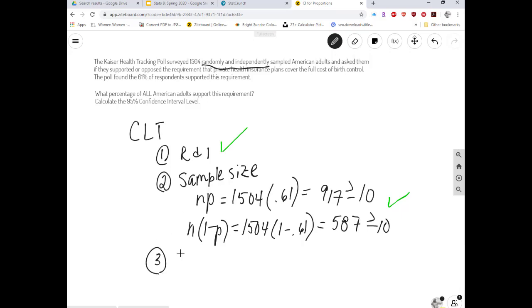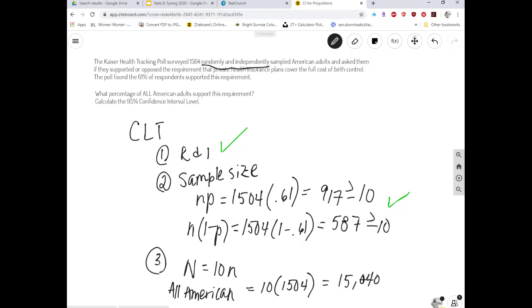Now the last one is population size. I need to make sure that my population size is at least 10 times bigger than my sample size. So population has to be 10 times sample size. Well, population is all Americans. And is that bigger than 10 times 1,504? Oh yeah, because that's only 15,040. So is all the Americans more than 15,040? Oh yeah. So another check. So it meets all the conditions of CLT.